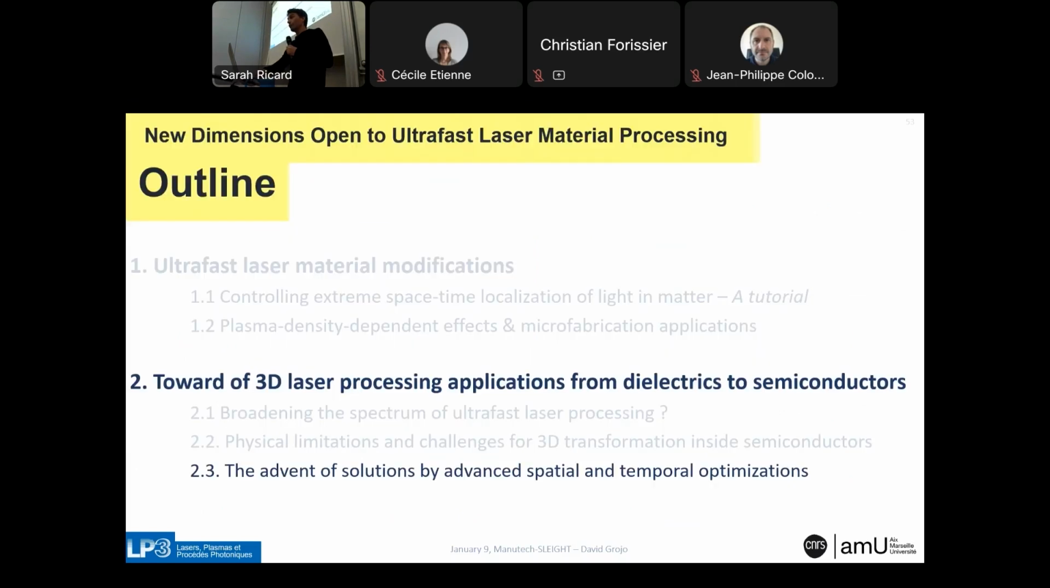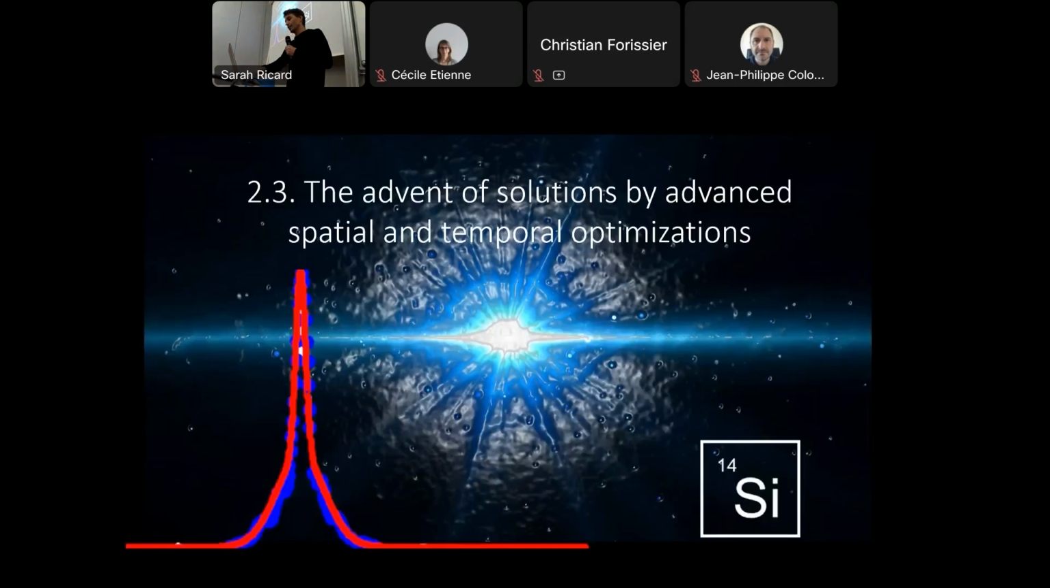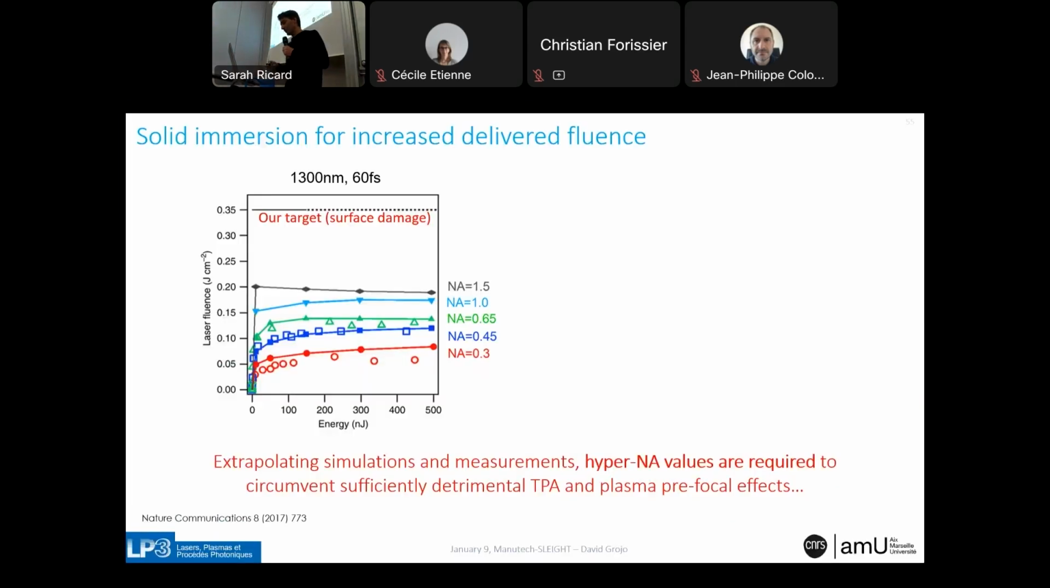So now this leads me to the last part of my talk, where I will review the current research to find solutions to this problem. So the first type of solution, at least the first proof of concept, was based again on this measurement, where I was showing the delivered local fluence as a function of energy for different numerical aperture.